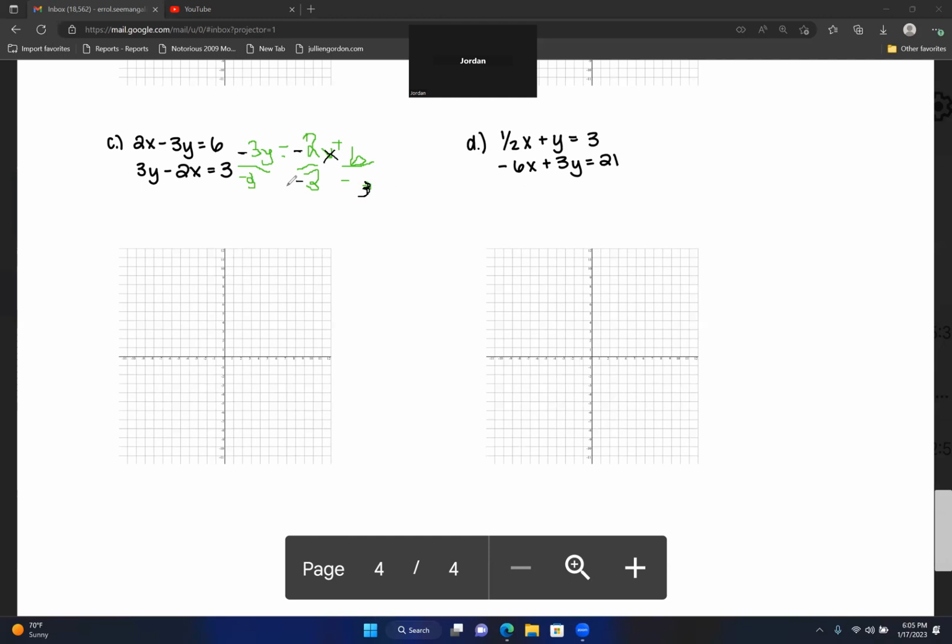Now simplify everything. Those ones will cancel. So what does y equal? Y equals negative 2 over negative 3. Negative over negative is positive. Okay, so write the whole thing. 2 over 3 x.